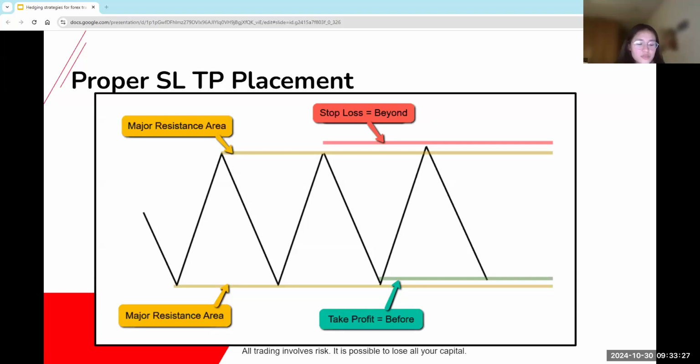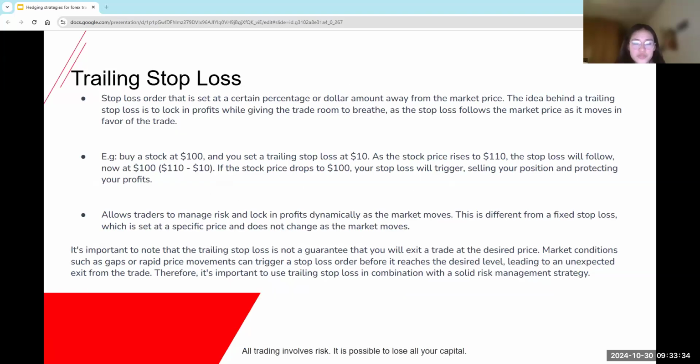Okay, some other examples of risk management techniques. Earlier, we mentioned the trailing stop loss. So what exactly is it? It's a type of dynamic stop loss order that is set at a certain percentage or dollar amount away from the market price. The idea behind a trailing stop loss is to lock in profits while giving the trade room to breathe, as the stop loss follows the market price as it moves in favor of the trade.